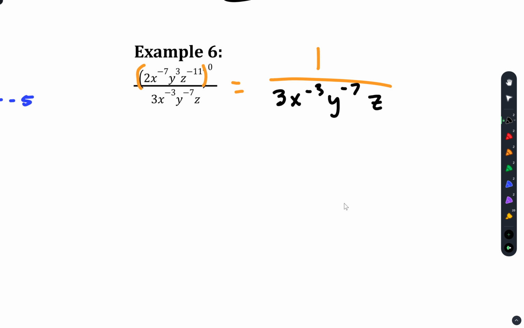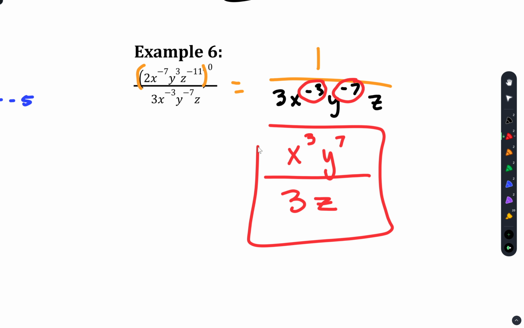Okay, not quite simplified. What can I still do to this? Autumn? Perfect. Both of those are going to move to the top. X to the 3rd, y to the 7th, all over 3z. And I'm done. Any questions on that? Fantastic.